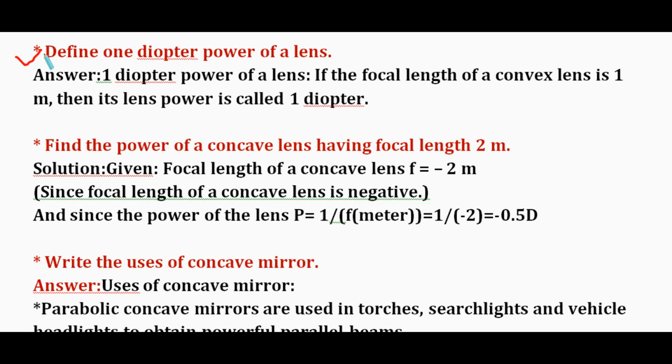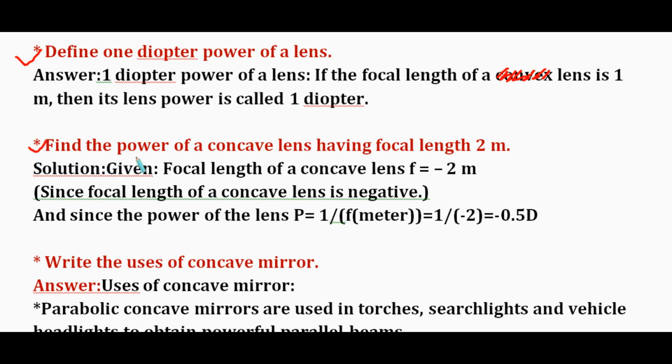Next question, define one diopter power of a lens. One diopter power of lens: if the focal length of a lens is 1 meter, then its lens power is called 1 diopter. Please don't write the convex, only use the word lens.